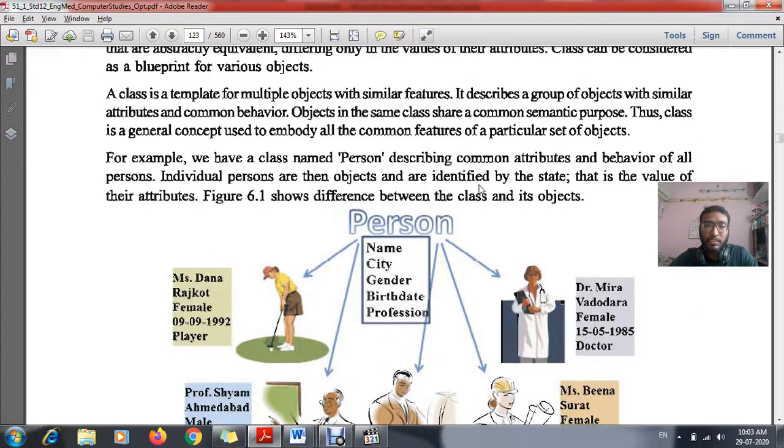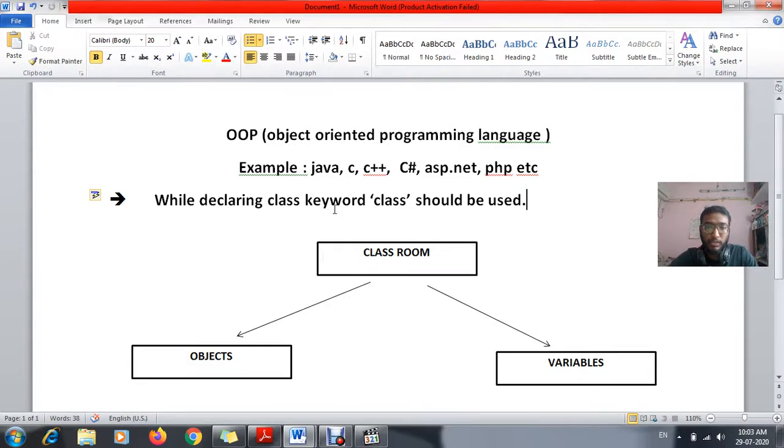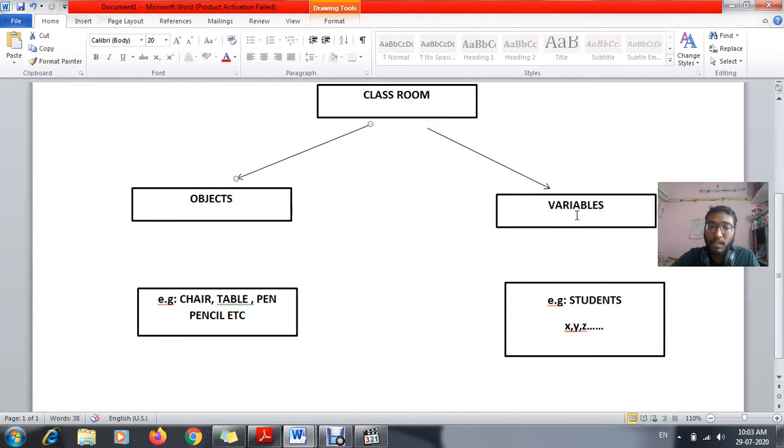Now in class, always remember, as I told you, the first keyword declared should be class, and inside this class we have to declare objects. Now, as I told you before, objects means your chair, table, benches, such are your objects. Along with that, I told you, students, these students are your variables. Okay, this is the best example. The best examples of your object are chair, table, pen, pencil, etc., as well as variables means you students.